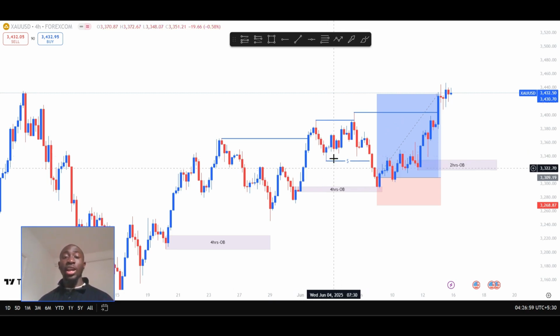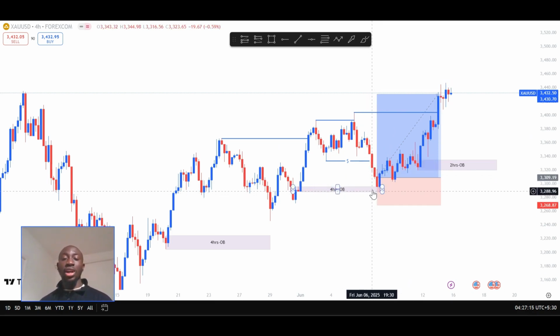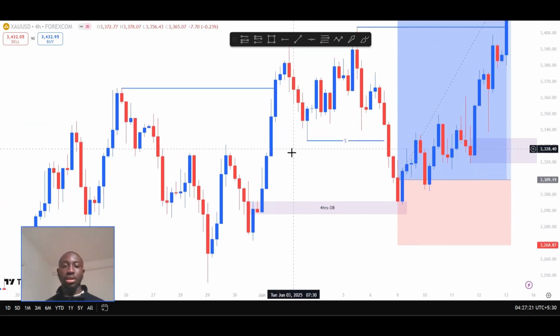Because this is more like a trap and a deceit for retail traders and for early buyers. So now see what price did. See what the institutional investors did. They deceived them. They came down, collected their stop loss, and we, the smart retail traders, are waiting for the orders here. This 4 hours order block, a lot of orders are resting here.